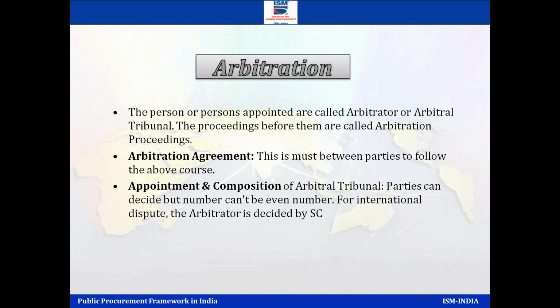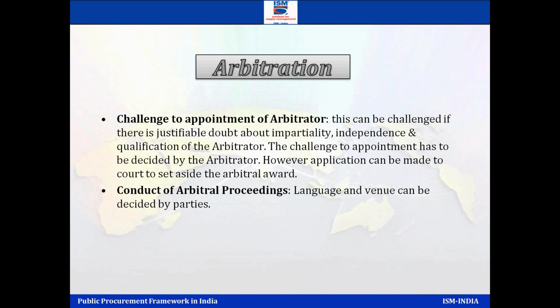So arbitration, as I told you, the persons appointed are called arbitrators. It is a must for the parties to follow the above course. There's an arbitration agreement, you make an appointment, you make the composition, and based on that the work is followed. Now there could be a challenge to the appointed arbitrator. Somebody has decided the arbitrator, but there could be a challenge. So based on that, action could be taken.